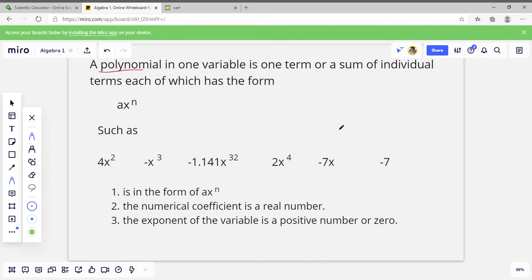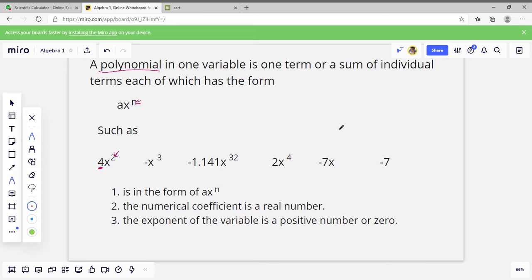A polynomial in one variable is one term or a sum of individual terms, each of which has the form ax to the n. Remember, our coefficient is the number part, the numerical coefficient being multiplied by the variable, and n is the exponent of the variable. That's in the form of 4x squared: we've got our numerical coefficient, our variable, and then some sort of exponent. That makes this a polynomial, in the form of ax to the n.